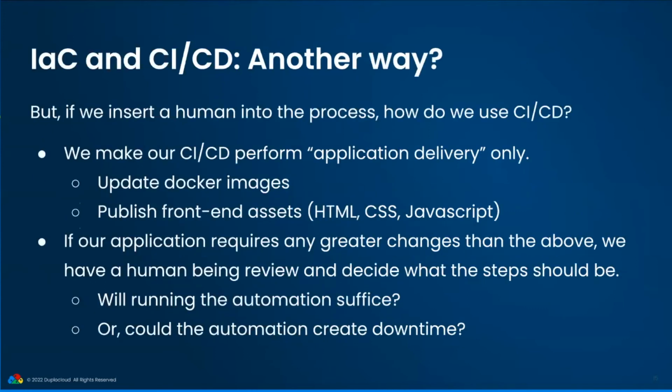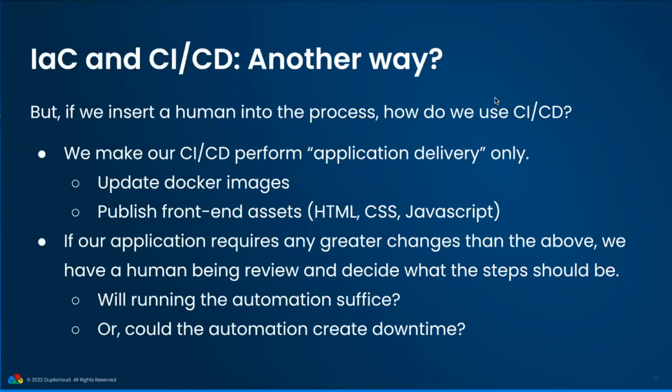So if we insert a human into the process, how do we use CI/CD? Here's what we think is a much safer way, and it kind of goes on that reducing blast radius theme. We make our CI/CD perform application delivery only, right? We only update Docker images, we only publish front-end assets. So in that example of this team's architecture, this means the CI/CD can never change the architecture because it isn't even touching it. It's only touching the Docker images and the front-end assets.